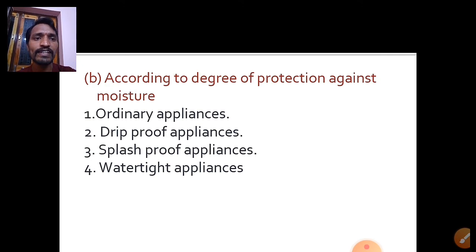Watertight appliances: if the appliance is operating under water, this category is watertight appliances. There is a difference between each appliance, but the common point in these appliances is water, from vapor to water drops, water drops to some water particles, and water particles to total water. These are the protections against moisture.